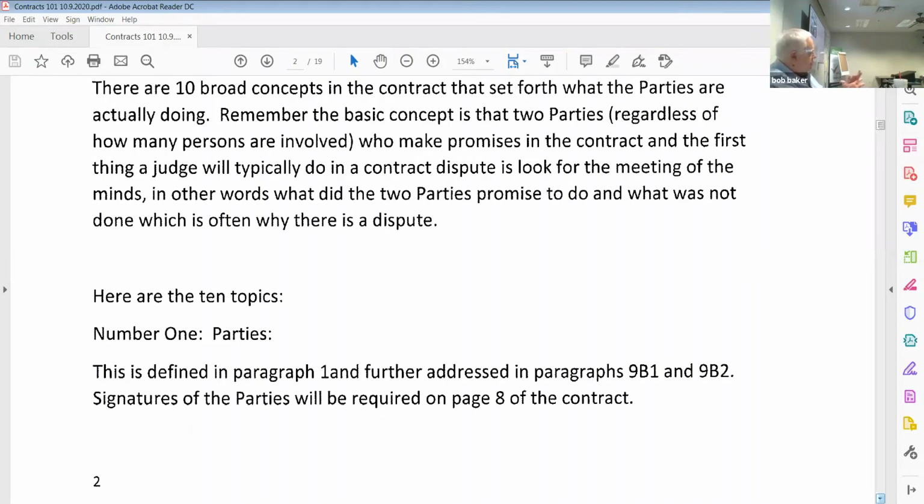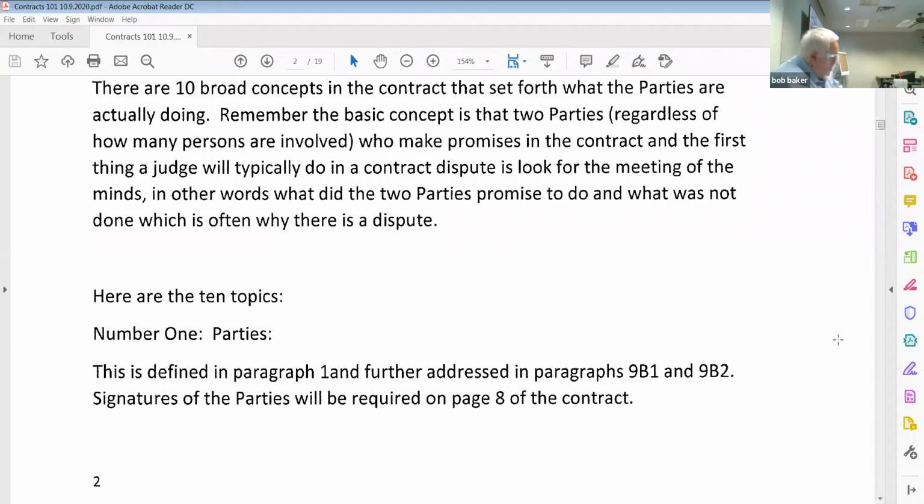There's a seller and a buyer. You may have 10 people. You may have 10 brothers and sisters who inherited the property and are all sellers. So you may have to go to an exhibit to list out all 10. But seller is a term where you only have one seller and one buyer, regardless of how many people are included in that seller and that buyer, because that's a defined term. I talk about in this that we further address this in paragraphs 9B1 and 9B2.